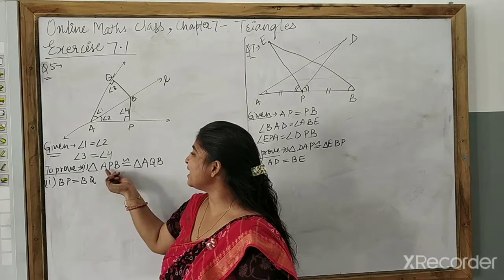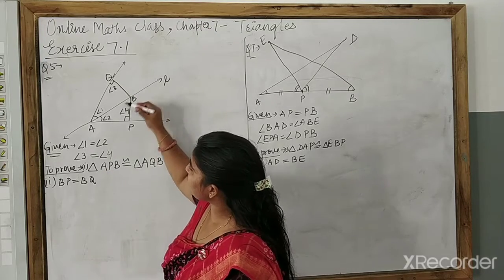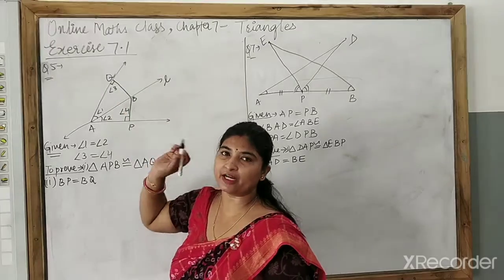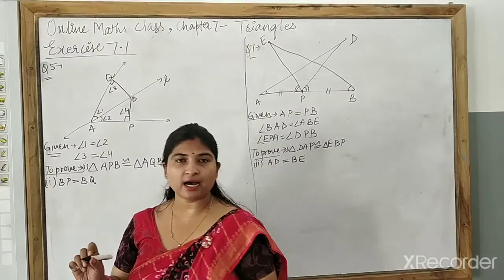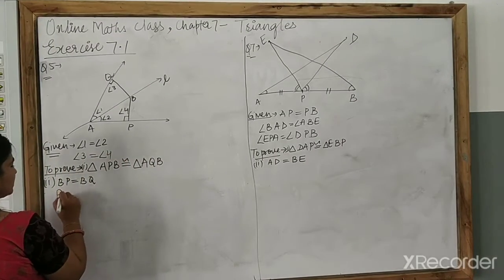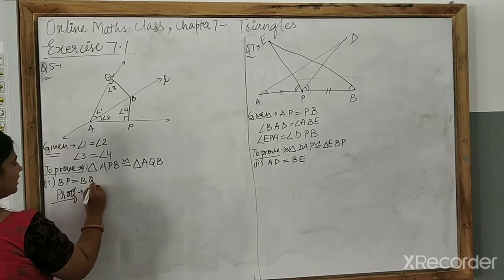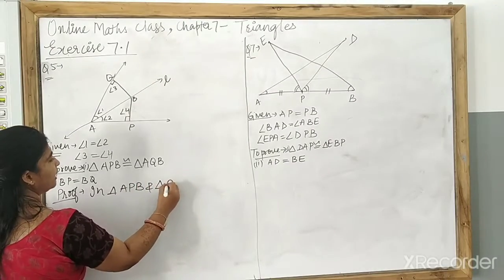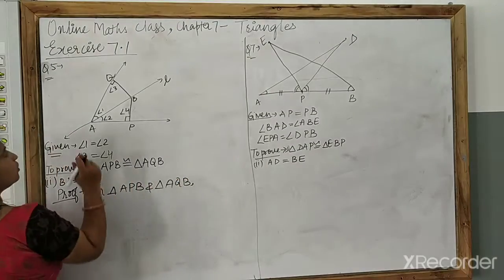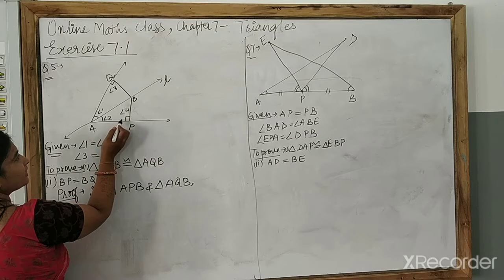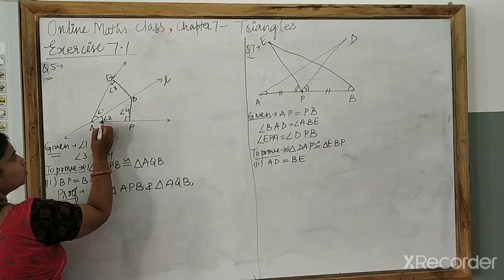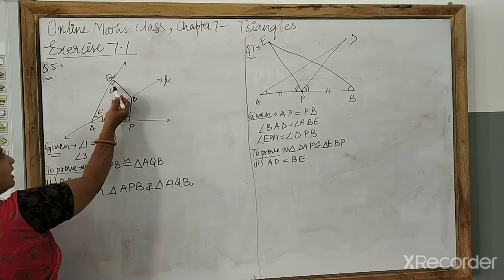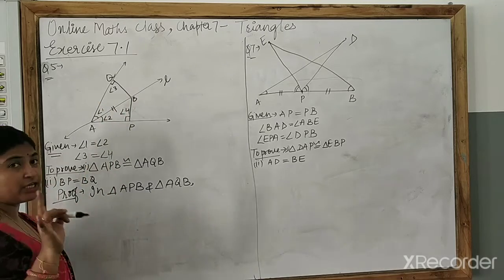What we have to prove? We have to prove that triangle APB, this one triangle, and triangle AQB, this upper one triangle, are congruent. We will start with that only. So in triangle APB and triangle AQB, if I take angles like this, there is one thing which is common, and that is this one side. So what is coming? Angle, angle, side. So we can use that only.